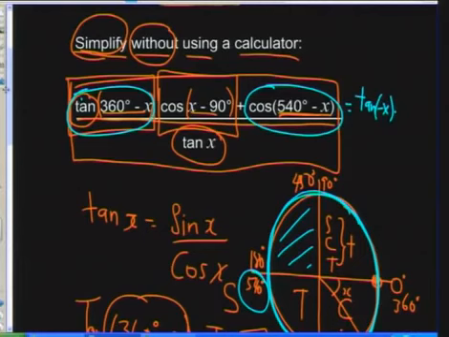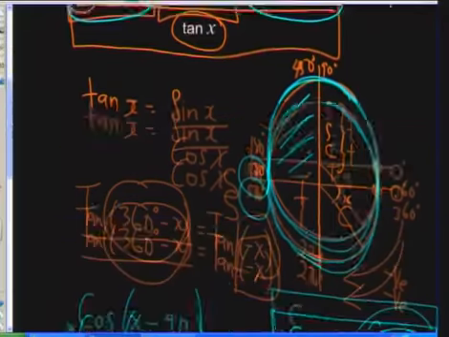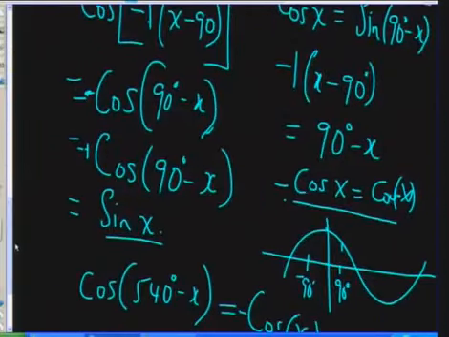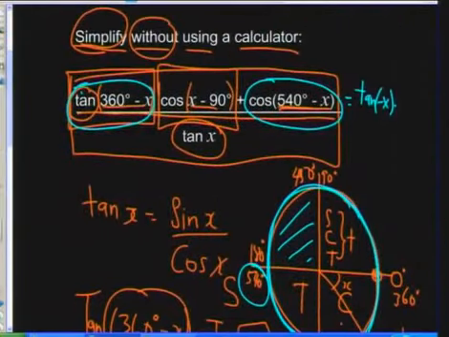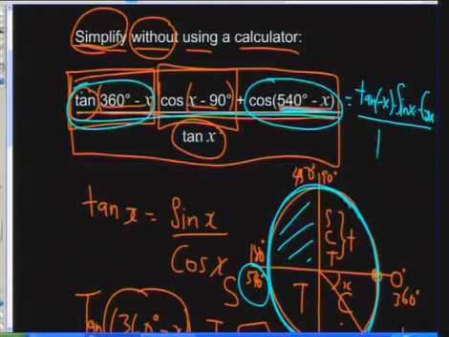Multiplied by cos of x minus 90. We found that the answer would be sine x. Remember? Sine x. So we're going to write that down again. Sine x. And then cos of 540 minus x, right here. 540 minus x would be negative cos x. Everything is all over tan x. Tan x is our denominator, our universal denominator.